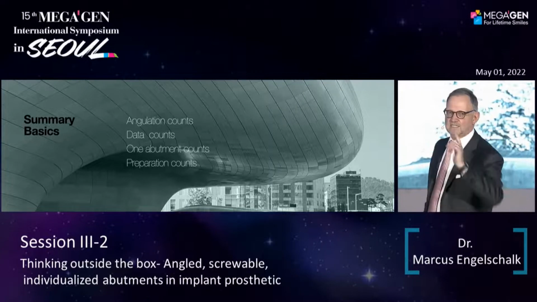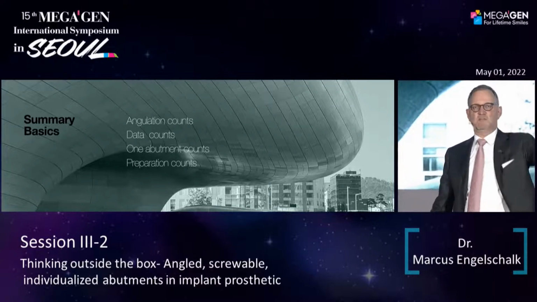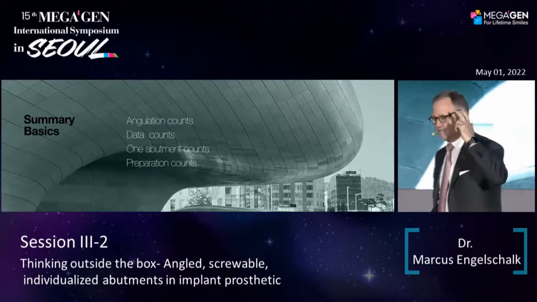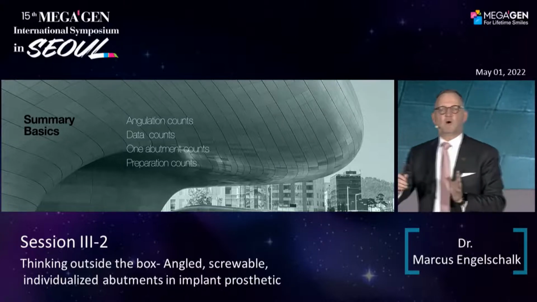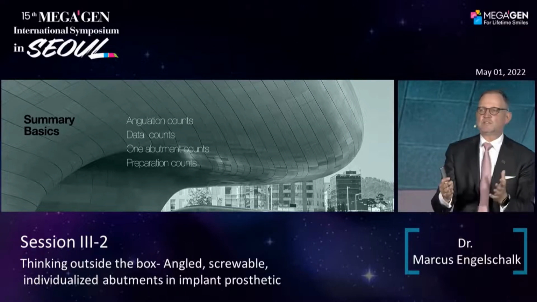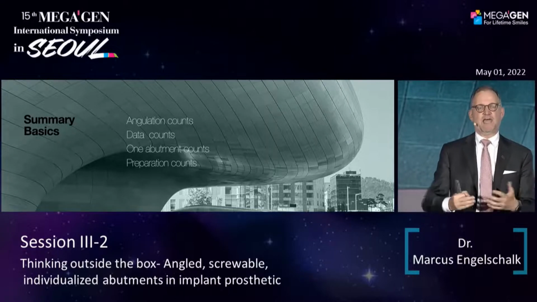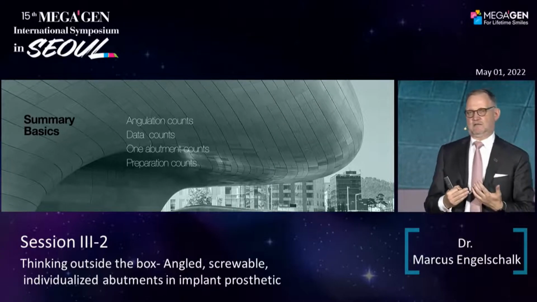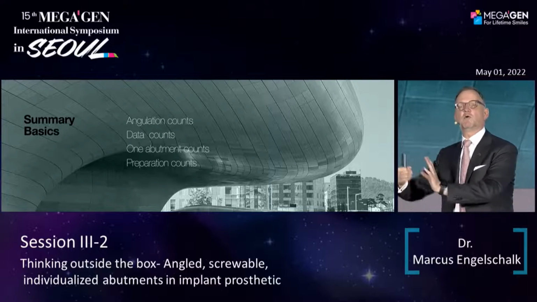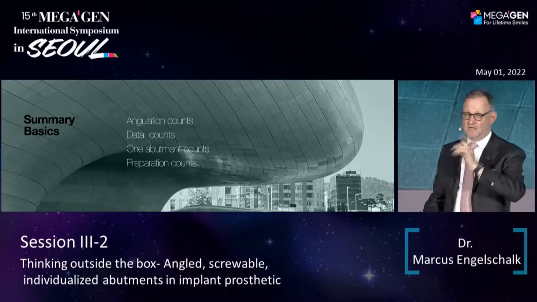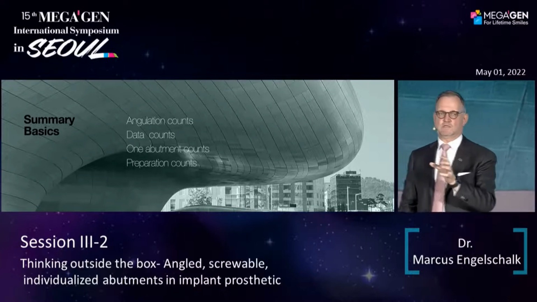The next thing is data counts. That means the data you are collecting, CBCT scan, intraoral scan, whatever, face scan, they are important. But they're not only important to have a first look at it, they're important to do something, to plan everything in advance, as much as you can. The more you can plan in advance, the less will go wrong in the surgery. The one abutment at one time counts, because it's important.